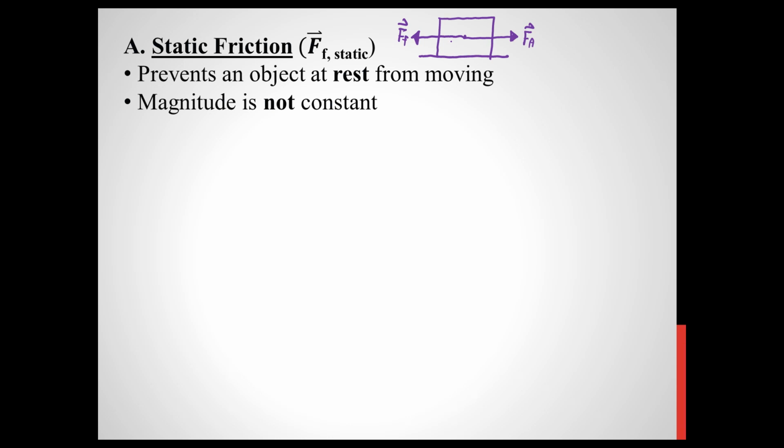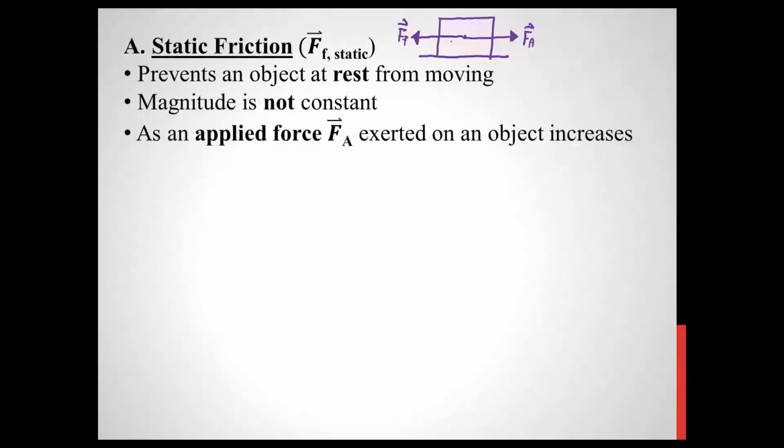The magnitude of the static force of friction is not a constant. In fact, it's going to change depending on how hard you actually pull on the object. If you pull on the object with a small force, then the static force of friction opposes with a small force. If you exert a much larger force and you still can't get it to move, the static force of friction would be much larger in magnitude. Now, let's look at this in more detail.